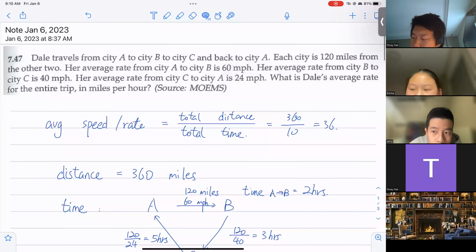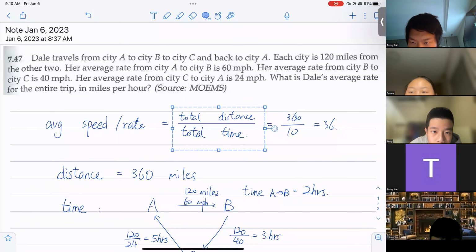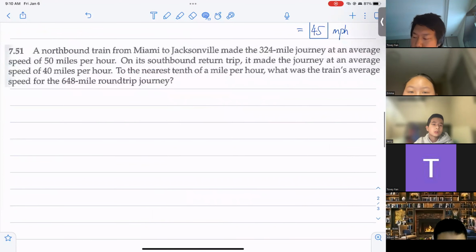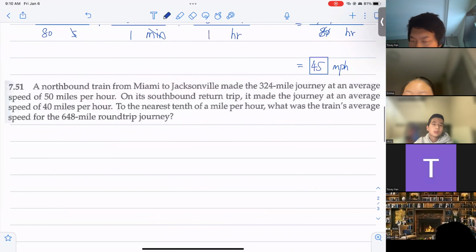For average speed, you find the total distance, you find the total time, right? Total distance divided by the total time. So it's the same question as 747, the same as the first one. Okay. So now we have the total distance, right, Emma? It will be just this 648. That's the total distance. What about the total time then?